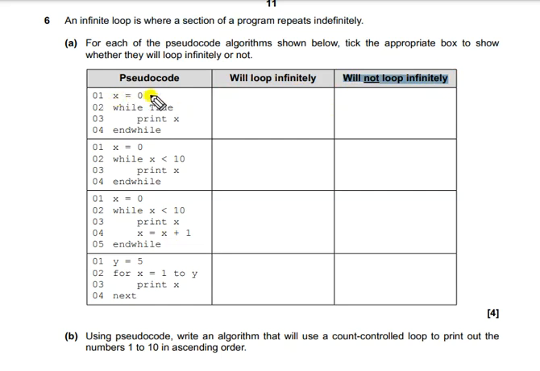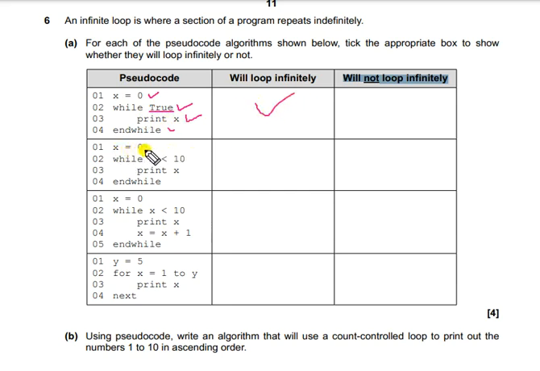As we can see here, we are initializing x with the value of 6, then we are putting while true, and then print x and then end while. Now in this particular loop, nowhere are we checking anything. This condition is always true and therefore it is an infinite loop. It is not checking for anything. That condition is always true and therefore this will loop infinitely.